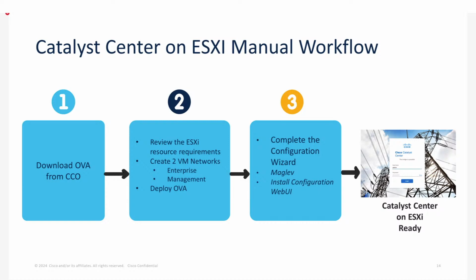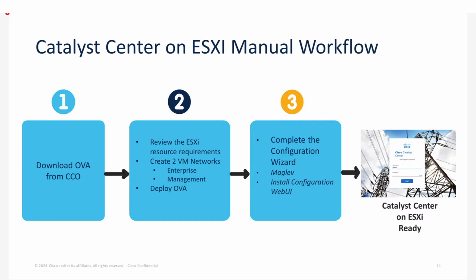Now, for deploying Catalyst Center, there are 2 workflows that are available. First is the manual mode that can take up to 60 to 90 minutes. And the second one that we'll talk about after this one is the auto mode that takes less time than that. The workflow that you see here right now is the workflow for the manual mode. First thing that you need to do is download the OVA file and then review your ESXi resources and then make sure that you meet all the storage and all the resource requirements that we discussed in the previous slide.